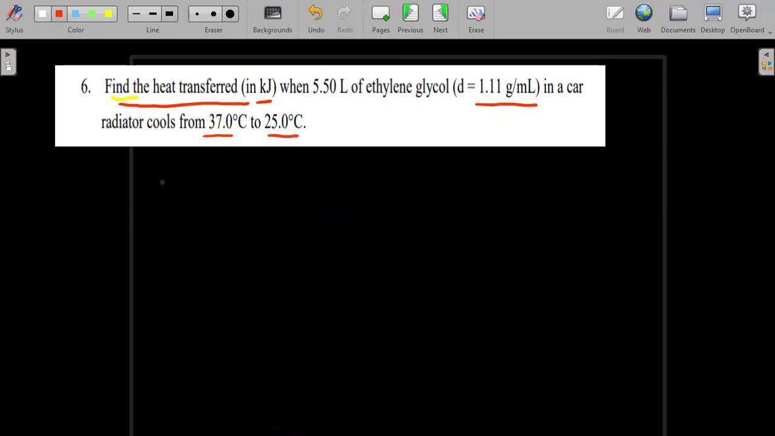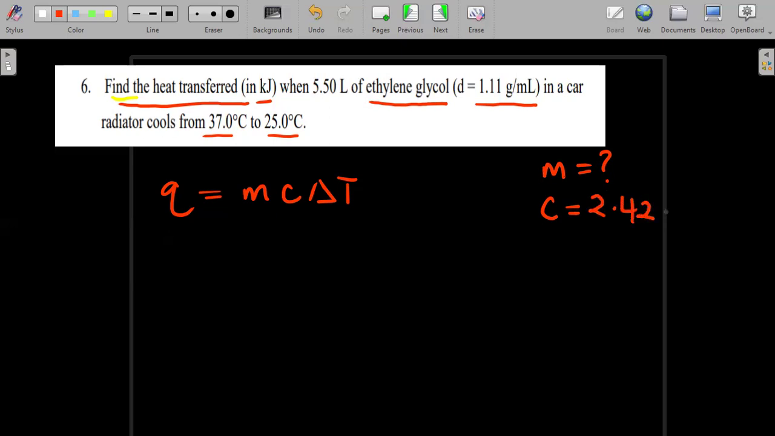So for us to find the heat that has been transferred, we're going to use the same formula. Heat is equal to mC multiplied by the change in temperature. I don't know why here they didn't give the specific heat capacity, but I'll give it to you. We know that we have to find the mass, but the mass, we do not know it. And then the specific heat capacity of ethylene glycol is simply 2.42 joules per gram Kelvin.